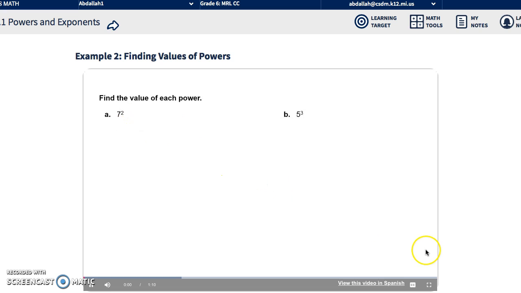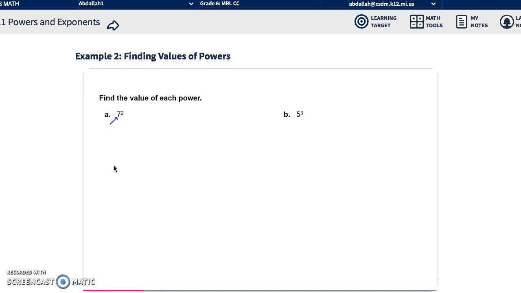So let's listen. Find the value of each power. Part A, 7 squared. The power is 7 squared. The base is 7, and this is the repeated factor. The exponent is 2, which means you will use 7 as a factor 2 times. Write 7 squared as repeated multiplication, 7 times 7. Simplify, and 7 times 7 is equal to 49. So 7 squared equals 49.